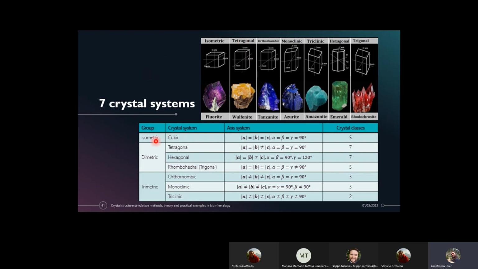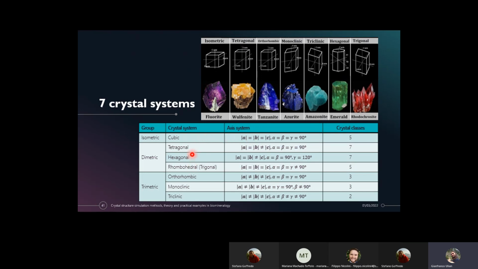We can have a cubic system, where the lengths of the vectors are all equal, and the angles alpha, beta, and gamma are all equal to 90 degrees. We can have the tetragonal, which is a parallelepiped shape, the hexagonal, the rhombohedral or trigonal, the orthorhombic, the monoclinic, and the triclinic. You can see here by looking at the axis system that the cubic is the most symmetric system because we have very tight constraints on the lattice vectors and the lattice parameters. If we go down, we have the tetragonal, hexagonal, rhombohedral.